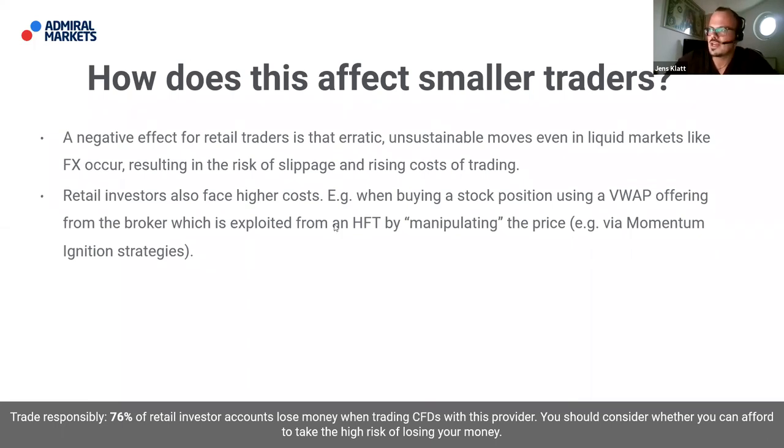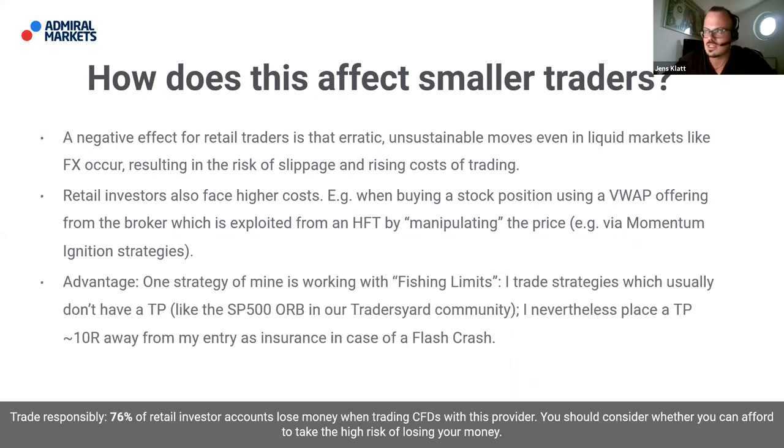Retail investors also face higher costs, for example, when buying a stock using a VWAP. VWAP is volume weighted average price, a technique also used by big institutionals. If the HFT knows how most of the volume comes into the market and based on which technique, in this case the classic VWAP approach, when you buy the ETF or the stocks you need for your portfolio as a portfolio manager or big fund, this can be exploited by HFTs, for example by manipulating the price higher. That's a momentum ignition strategy. If you know what your opponent will do, you can naturally exploit it. It's like playing poker with your cards face up. That's how you can imagine where HFTs profit from.